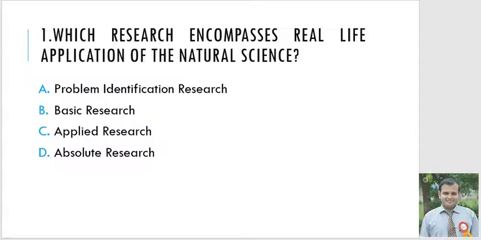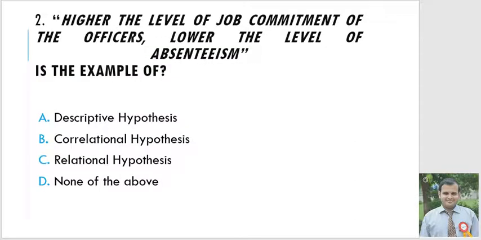Moving ahead with the second question, higher the level of job commitment of the officers, lower the level of absenteeism. It is the example of, there were four options. The answer is C, relational hypothesis, as we are able to see a relationship between job commitment and absenteeism.